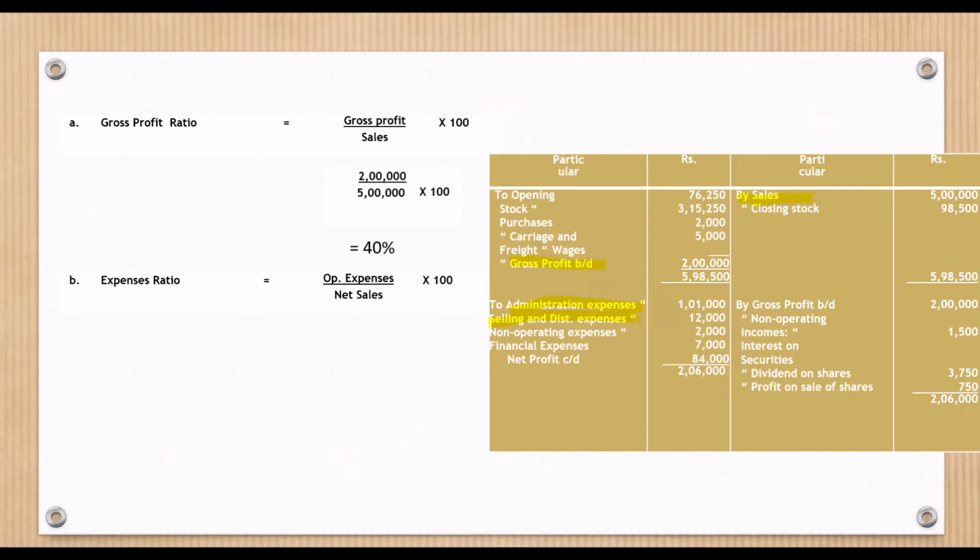If you add administration expenses and selling and distribution expenses, we'll get the operating expenses. If we add 1,01,000 plus 12,000, we'll get 1,13,000. And the net sales are nothing but the total sales. The total sales value is 5 lakhs. If we apply these values in the formula, we'll get 1,13,000 divided by 5 lakhs into 100. The ratio will be 22.60.